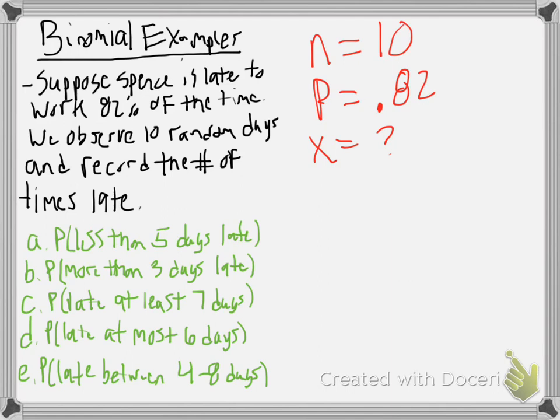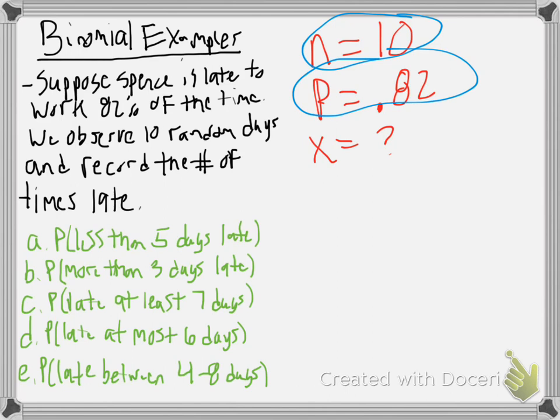We're working on our last set of examples for the binomial problems. I'm going back to the same example from last time: suppose Spence is late to work 82% of the time. We observe 10 random days and record the number of times late. So n is still 10, p is still 0.82, and we're going to have different problems as far as x.